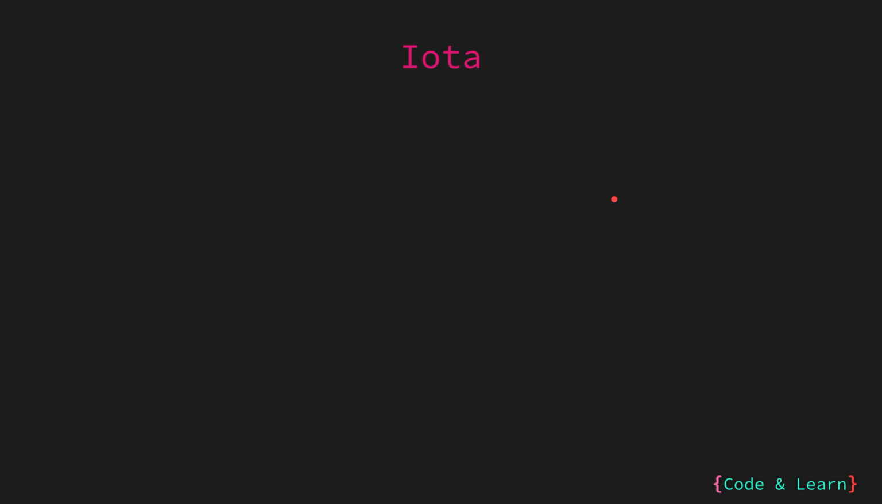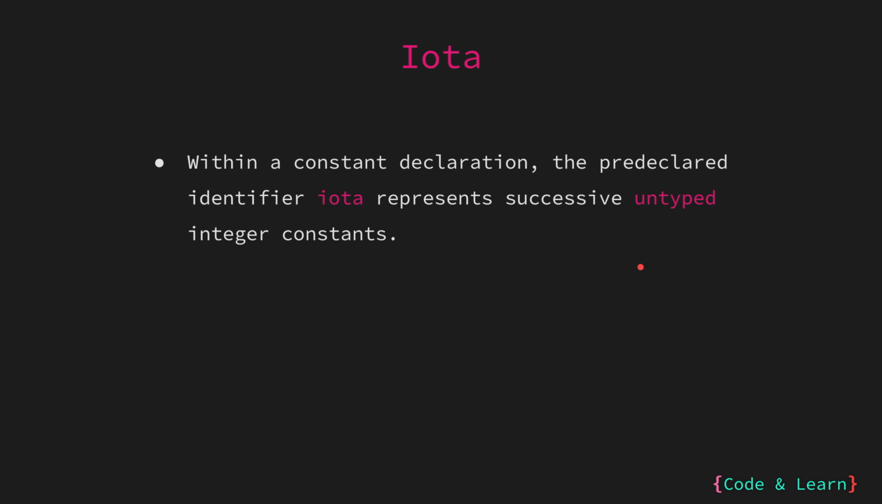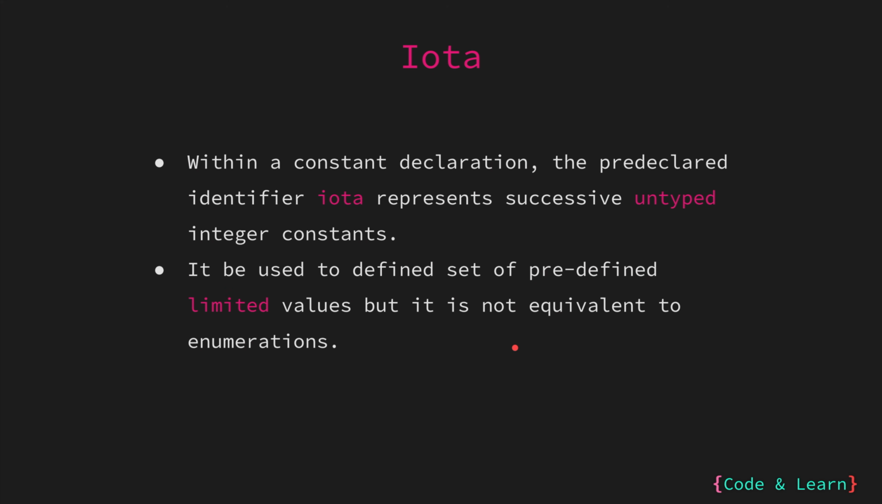After covering the derived types, let us take a closer look at Iota. Iota is essentially a pre-declared identifier that represents a sequence of untyped integer constants. It is commonly used within a constant declaration to define a set of predefined values. However, it's important to note that Iota is not equivalent to enumeration or enums in other languages, as the Go programming language does not support them.